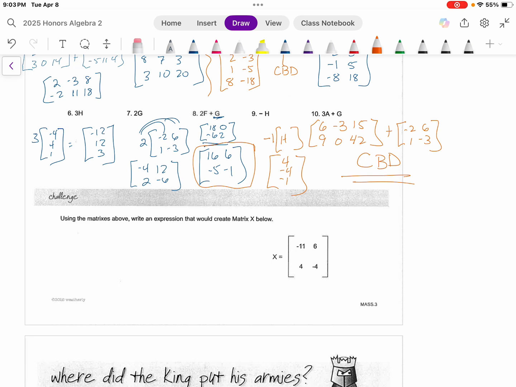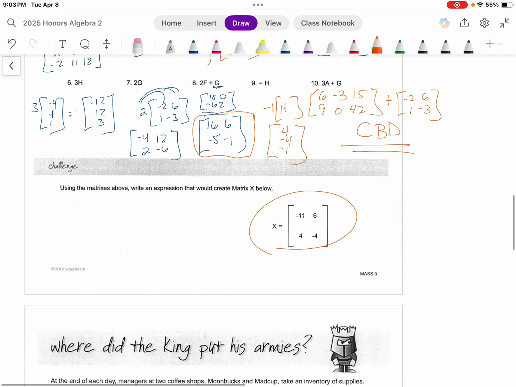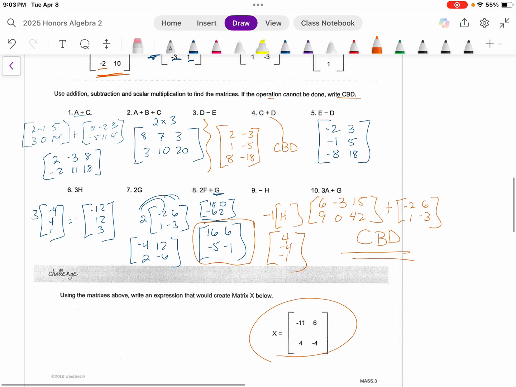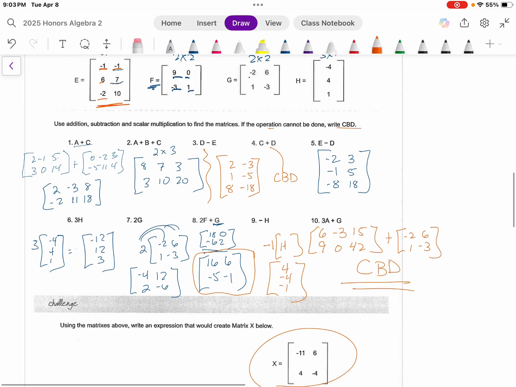Using the matrices above, write an expression that would create matrix X. Oh, so this one you get to pick up there. I want this to be my final answer, which kind of leads into my next video. And so using the matrices above, write an expression. So obviously I got to use F and G together. And so if I look at F, F is 9, 0, -3, 1. That's F. G is -2, 6, 1, -3.